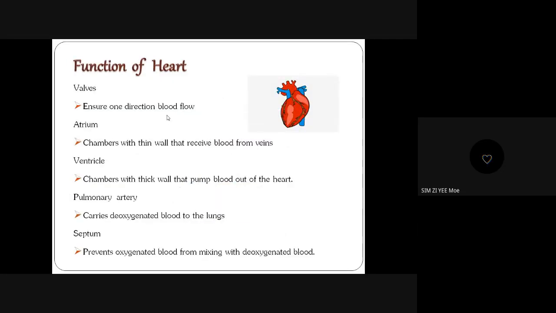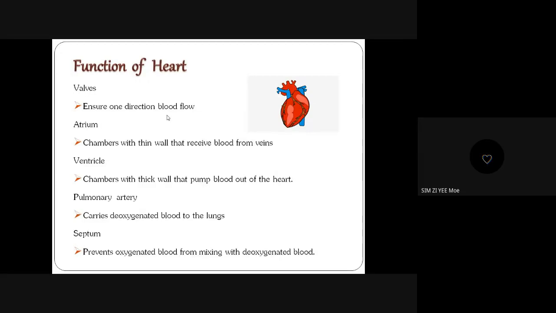First and foremost, I would like to introduce the function of the heart. Here we have the valve. The valve ensures that the blood only flows in one direction. After that is the atrium. It consists of chambers with thin walls that receive blood from veins. To follow up, we have the ventricle. It is a chamber with thick walls that pumps blood out of the heart.